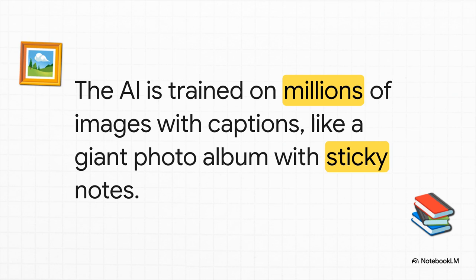But how does the AI even know what a dragon or a neon city looks like in the first place? Well, it learns from a gigantic training dataset. Think of it like a massive digital photo album with millions, maybe billions of pictures. And each picture has a little sticky note on it describing exactly what's in it. The AI isn't just copying these images, it's learning the patterns, the concepts, the relationships between words and what things look like. It learns that dragons have scales and wings, and that neon cities glow at night.